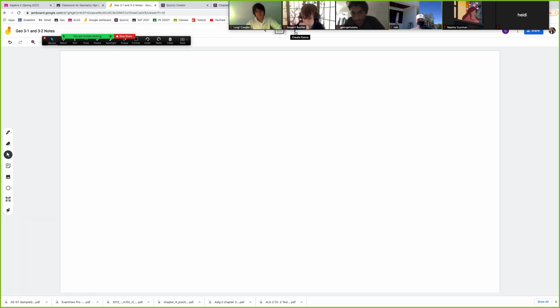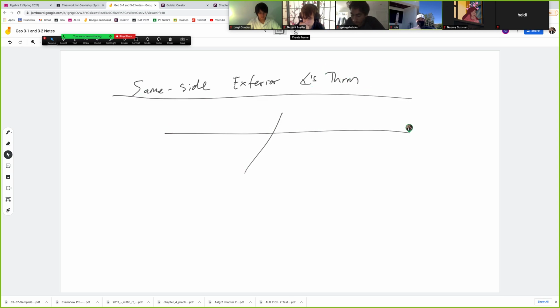Now we have the same side exterior angles theorem, which is basically the same as the same side interior angles theorem. Same side exterior angles theorem. All right, what does this say? This one, 1, 2, 3, 4, 5, 6, 7, 8. So same side exterior angles, we're dealing with 2 and 8. What we can say is that the measure of angle 2 plus the measure of angle 4 equals 180, right? Those two, because they make a line.